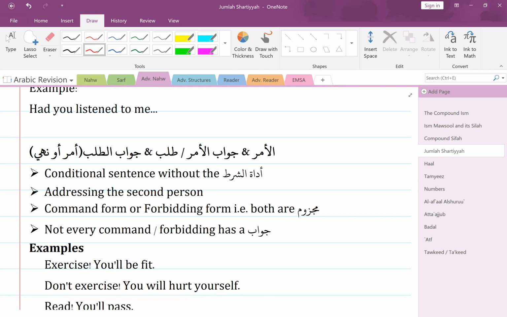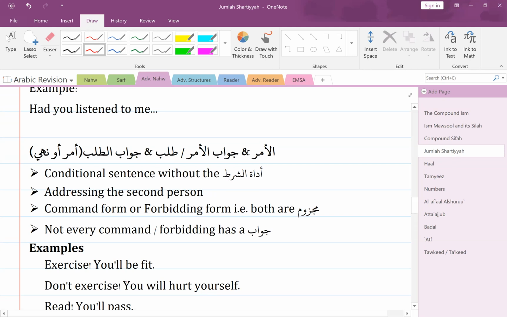So what is the difference between Shart and Amr? The difference is very simple. We said conditional sentences have three things: adatu shart, the article of condition, then you have the fi'l of condition, then you have the jawab of condition. Now with this Amr and Jawabul Amr, first of all, you don't have the adatu shart. You don't have the article, the law, the in, the idha, all those gone out the window. So you're just left with two things. And then these two things, they're limited. It's not open to every family. It's only for the second person, commanding and forbidding.